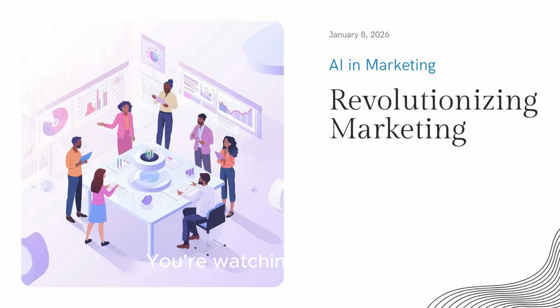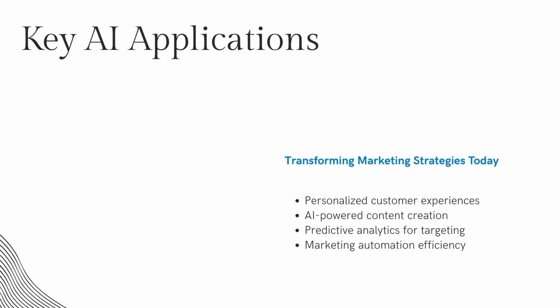You're watching Infinity Tech. Let's use AI to boost your company's marketing. First, use AI for content creation. Tools like ChatGPT can write blog posts, social media captions, and email newsletters quickly. Use AI image generators like DALL-E for custom graphics.